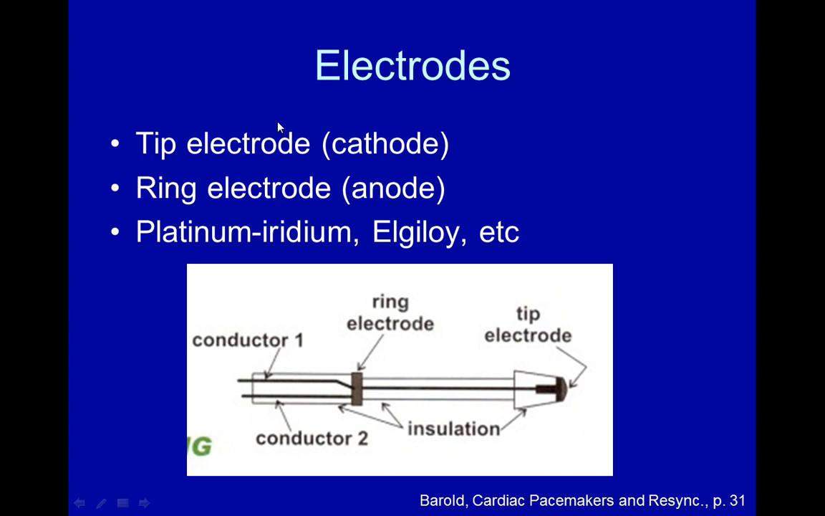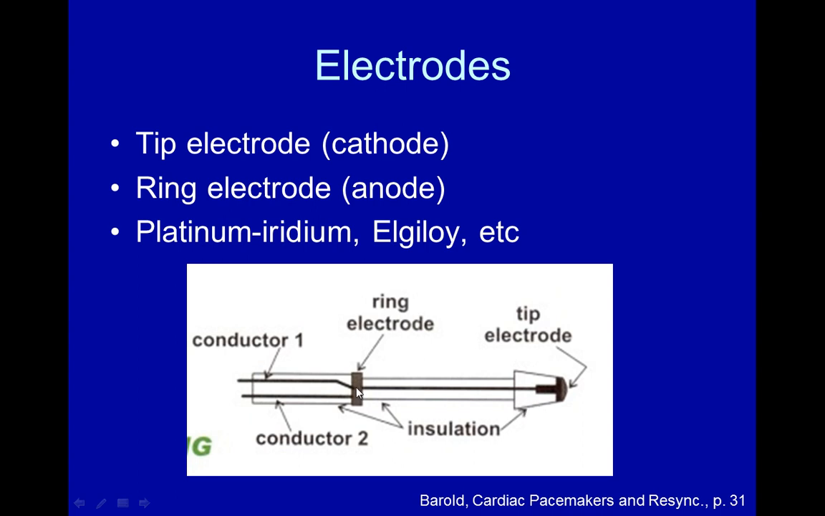Now, as you move from the connector pins down along the conductor and the insulation, eventually you're going to get to the electrodes. And again, there are typically two electrodes. We'll talk about this in a minute, but there are either bipolar electrodes or unipolar electrodes. The difference is the number of electrodes that are actually in the heart.